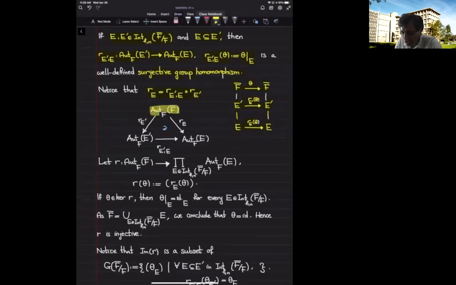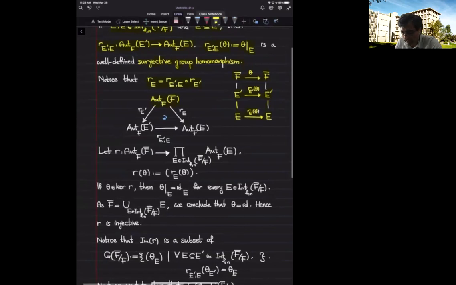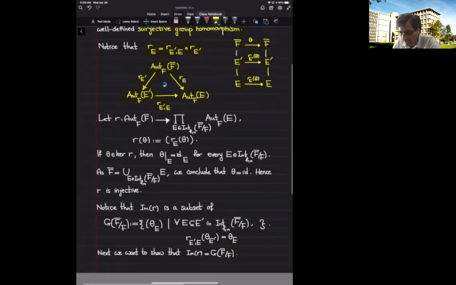Alternatively, I have this top group, the large group, and I have these finite groups. These finite groups are quotients. We have onto maps from this large group to both of these finite groups. From this finite group to the other one, I have also an onto map that comes from the restriction map. And these maps are compatible with each other, so this diagram is a commuting diagram. This means exactly this equality. I can restrict it to E prime and then restrict it to E, or I can directly restrict it to E. I get the same result.